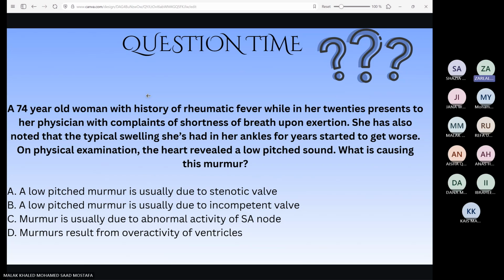Okay, it's actually B. Because we said in a stenotic valve there is a high pitch sound, so we can immediately eliminate that. And a low pitch sound, this could have been the swishing sound, and that usually happens in incompetent valves. So next, please.